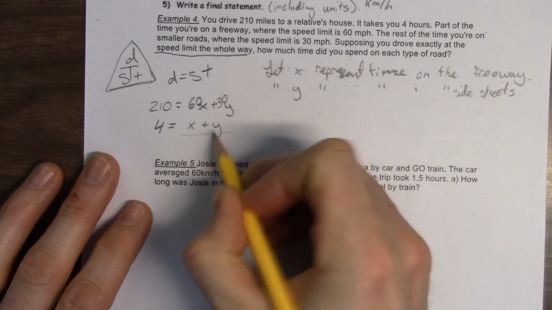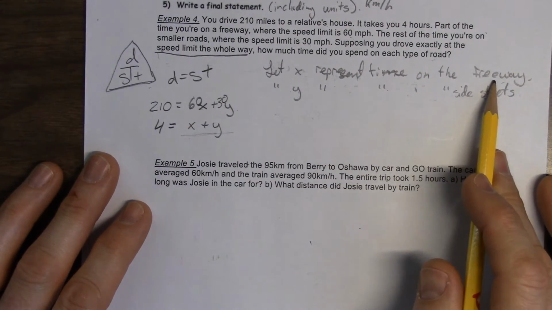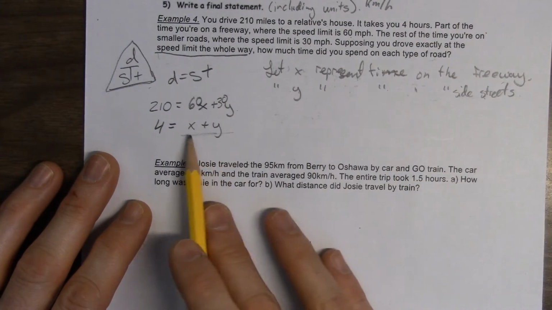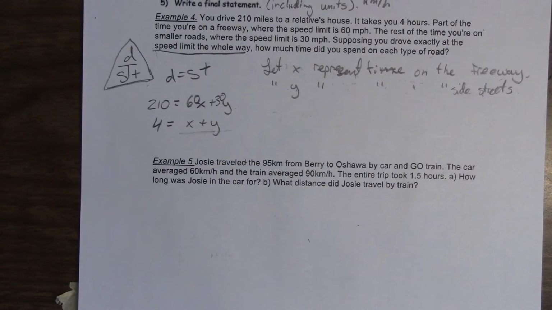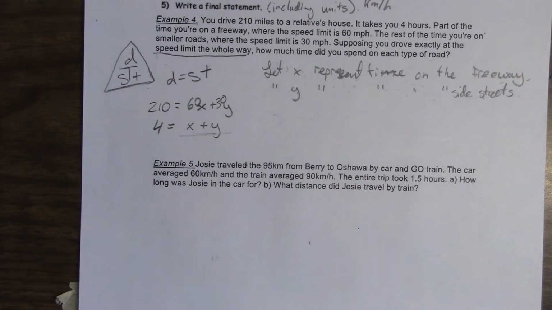We just add up those two times. Because we know the time on the freeway is X, time on the side streets is Y. Those two times have to be 4. Does that make sense? Everyone understands that. Okay, so here's our two equations now.